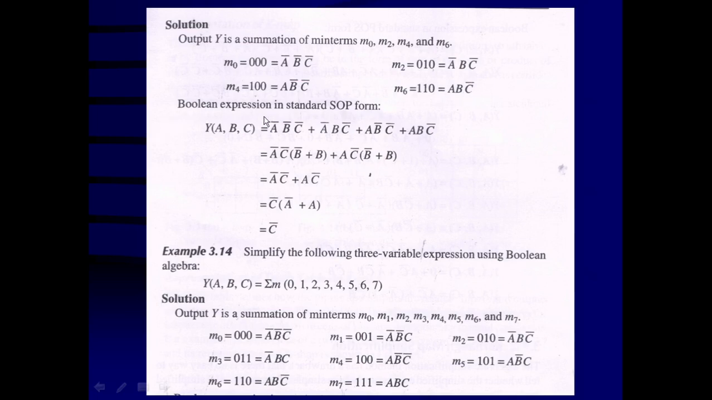Now we can write down the standard sum of product equation. Y is a function of A, B, C, 3 variables, that is equal to A bar, B bar, C bar, or A bar, B, C bar, or A, B bar, C bar, or A, B, C bar, by combining all these terms and taking the summation of this. Now we can simplify it here.